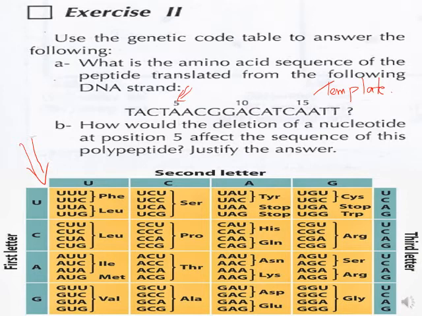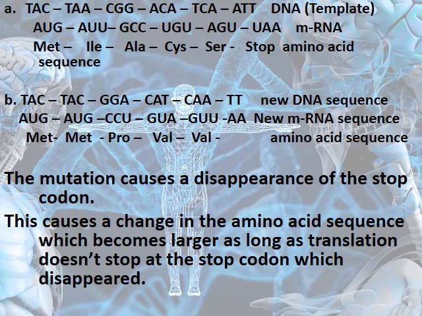So let's start with the solution. The sequence of the mRNA codes for the sequence of the amino acids. I don't want you to memorize the amino acids, so you have to find them using this genetic code table. Here we have TAC, TAA, CGG, ACA, TCA, ATT. This is the DNA, the template, the transcribed, the non-coding. If I want to find the mRNA, I have to make it complementary.